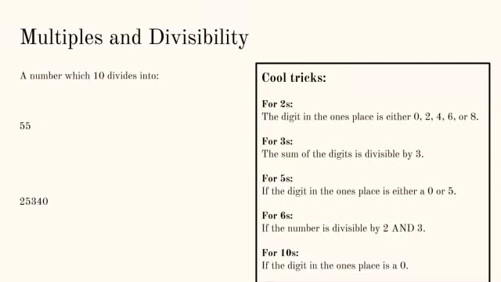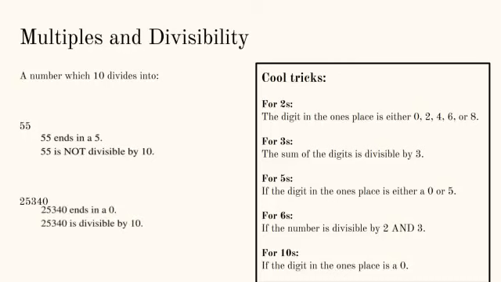And my favorite trick of all is tens. Just look at the ones place. If the digit in the ones place is a 0, it's divisible by 10. 55 ends in a 5. 55 is not divisible by 10. 25,340 ends in a 0. 25,340 is divisible by 10.